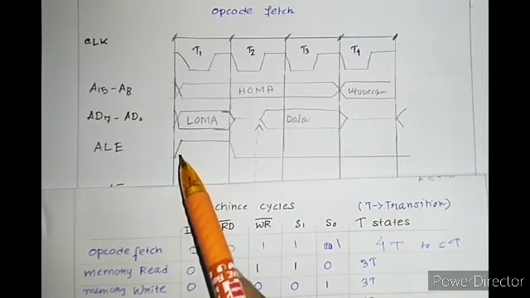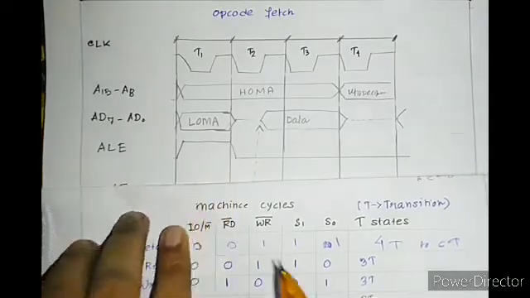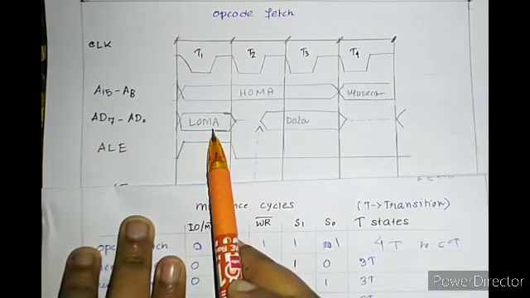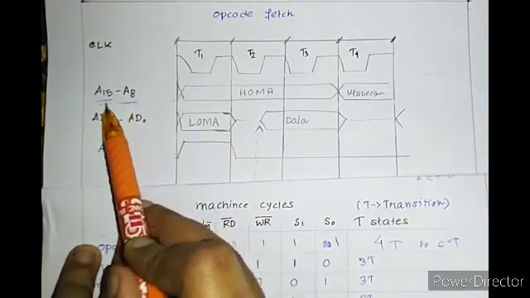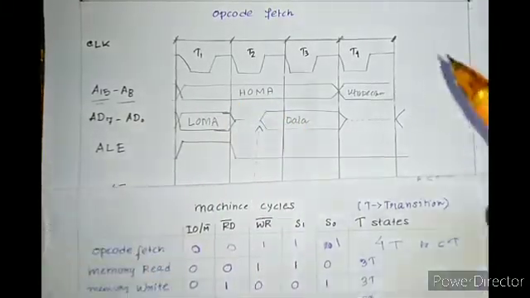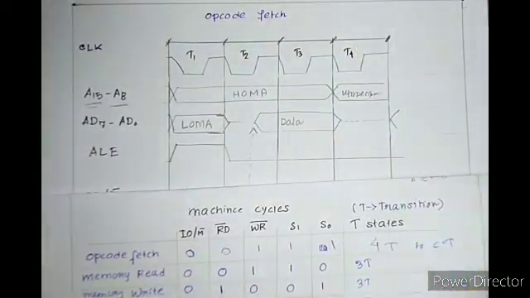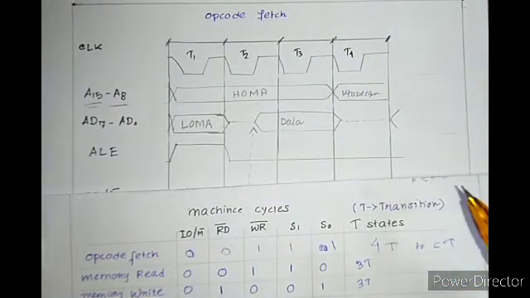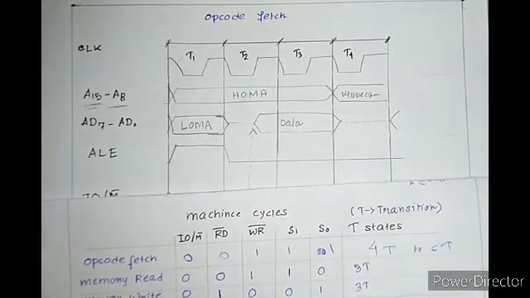First, ALE goes high. When ALE is 1, it carries the address. When ALE goes 1, we have the lower order memory address, and A8 to A15 carry the higher order memory address. This T4 is not something you need to worry about. It is for decoding, so we don't have to do anything. We just focus on the T1, T2 and T3 parts.